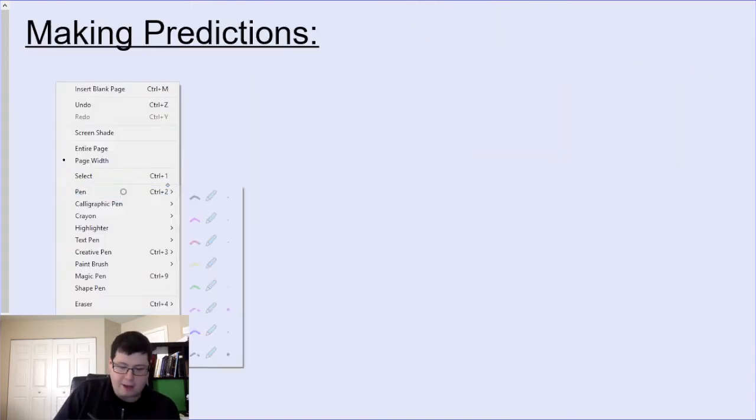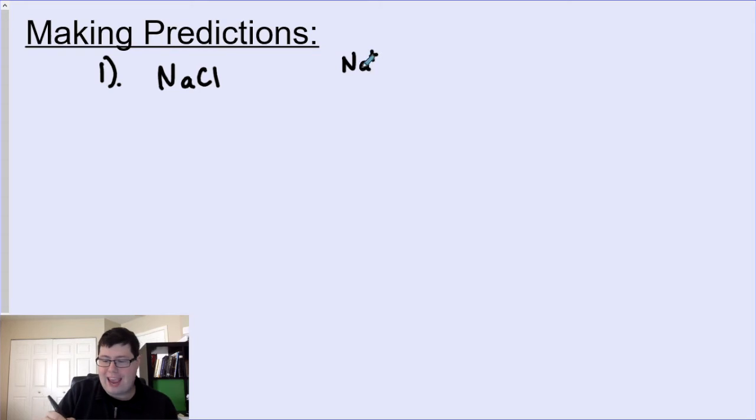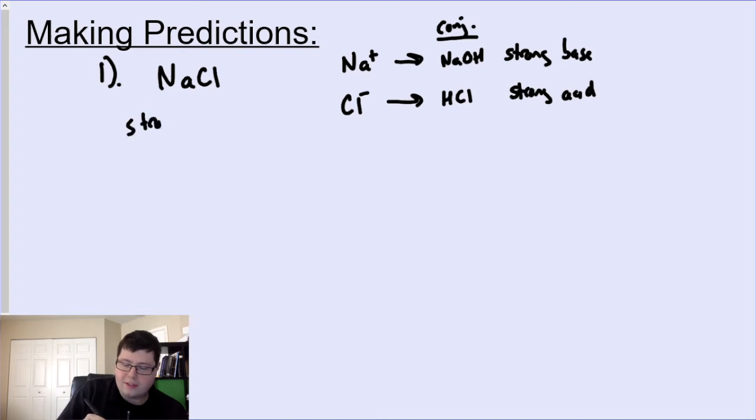So our first prediction I want to make is what happens when I have something like NaCl. Well, if I have NaCl, I can probably see that my cation, the metal, comes from a base. It's always the conjugate acid of a base. The conjugate from this one, from NaCl, is NaOH, which is strong. And for Cl minus, that's going to be coming from a strong acid, HCl, so strong base and strong acid. And so we can say that this is an example of strong with strong.